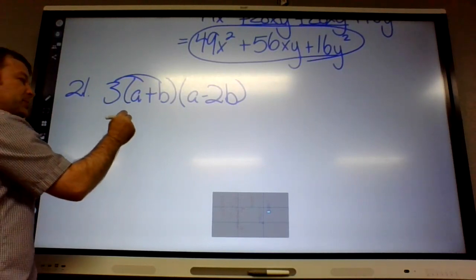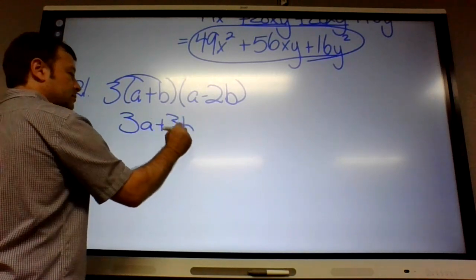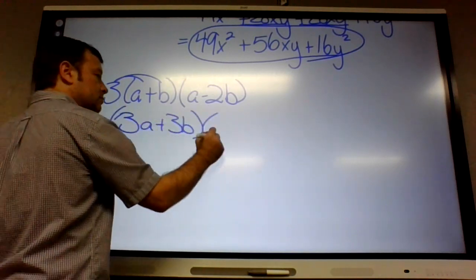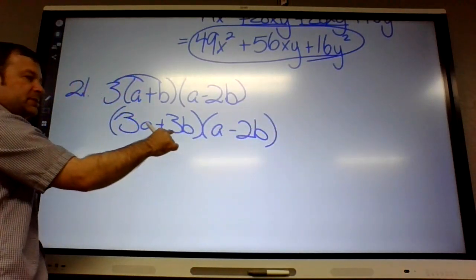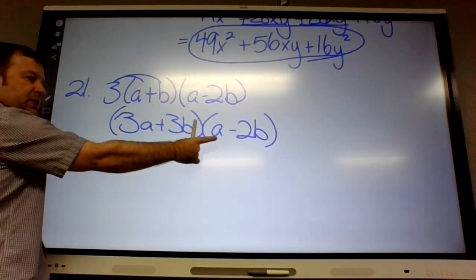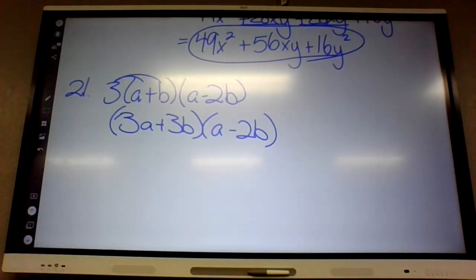But anyways, what's 3 times a plus b? 3a plus 3b. So on this problem, you can actually literally see the 3. So when we do multiply these together, the 3 will be joining us. Anyway, just multiply by 3 once.